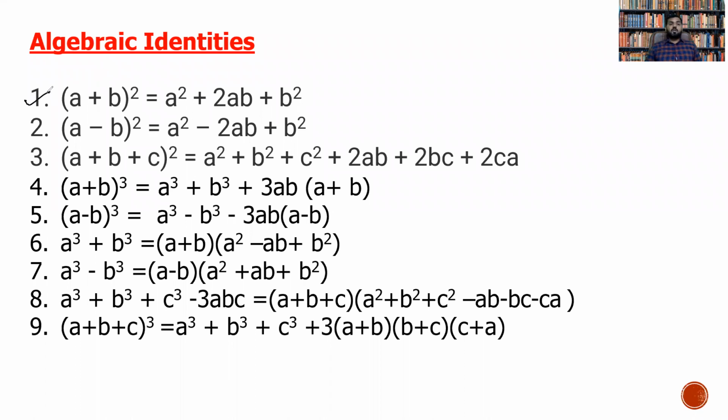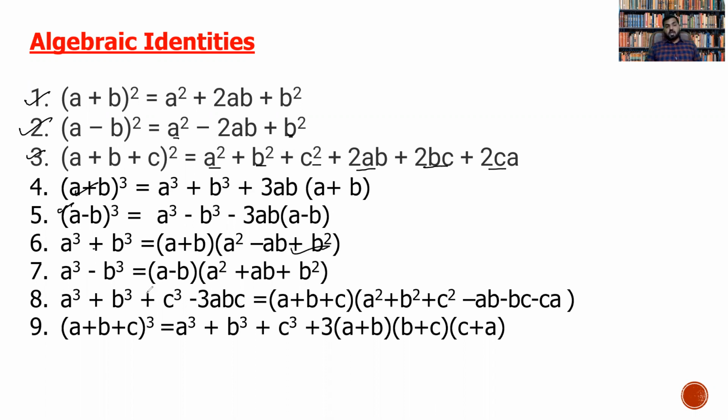First, I'm sure everybody knows (a plus b) whole square is a square plus b square plus 2ab. (a minus b) whole square is a square minus 2ab plus b square. Then we have (a plus b plus c) whole square, right? a square plus b square plus c square plus 2ab plus 2bc plus 2ca. Similarly, we have (a plus b) whole cube, (a minus b) whole cube, a cube plus b cube, right? You must know this, right?